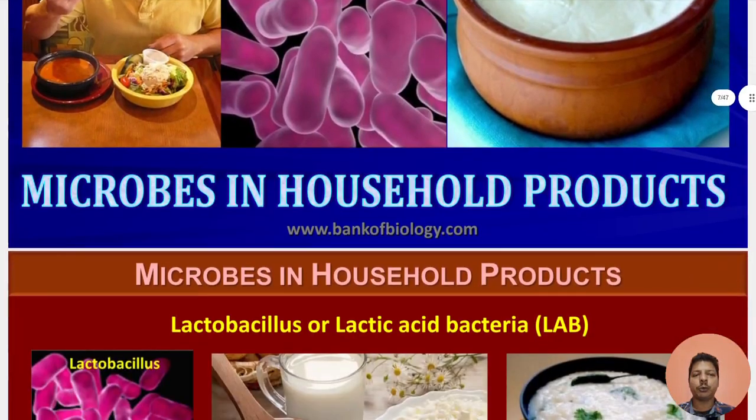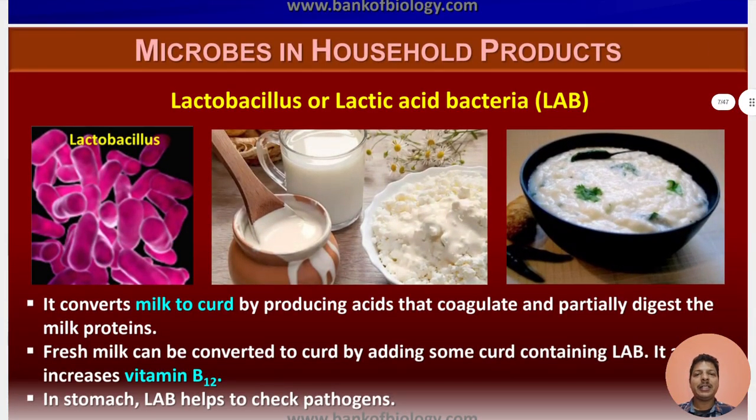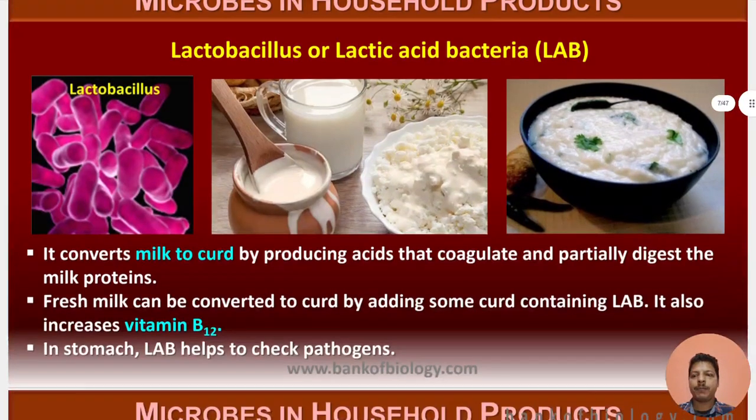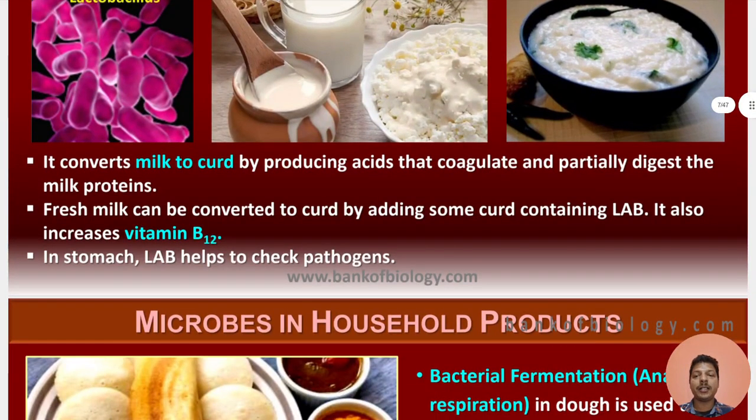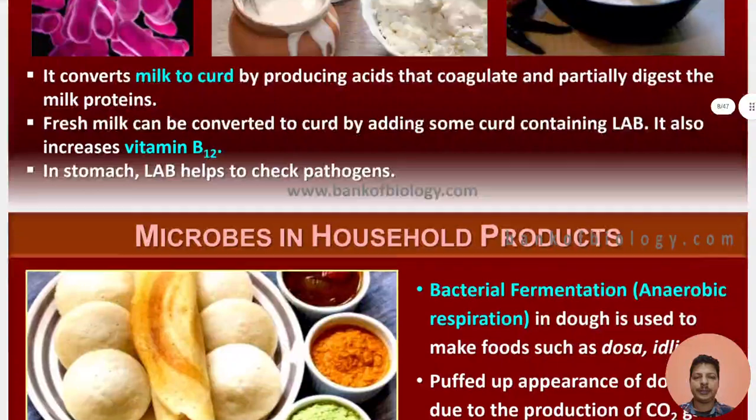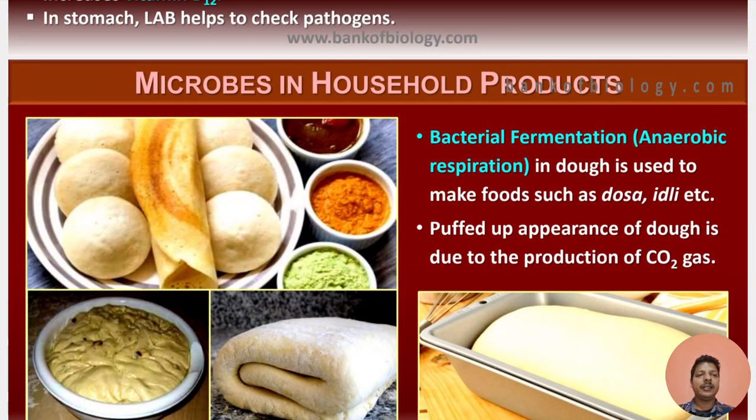First of all, microbes in household products. Lactobacillus or lactic acid bacteria, LAB. It converts milk to curd by producing acids that coagulate and partially digest the milk proteins. Fresh milk can be converted to curd by adding some curd containing LAB. It also increases vitamin B12. In the stomach, LAB helps to check pathogens. Then bacterial fermentation, anaerobic respiration in dough, is used to make food such as dosa and idli etc. The puffed up appearance of dough is due to the production of CO2 gas.